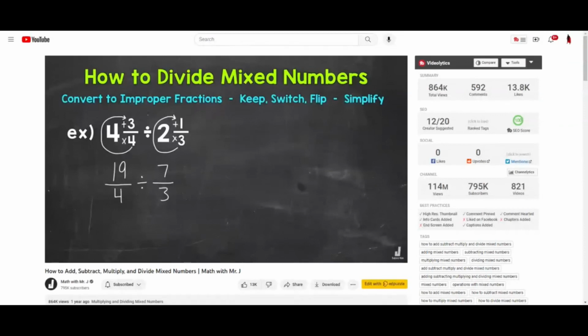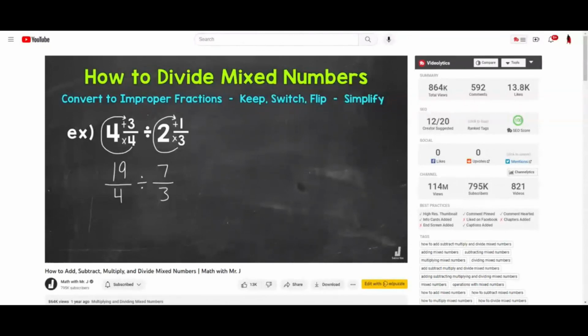Now again, we're converting to improper fractions, so we just have a numerator and a denominator, and then we can go through our steps for dividing these fractions, which we're going to use keep, switch, flip, also known as keep, change, flip. So no matter how you think of it, they mean the same thing. I know there's different words out there for these steps, but in the end, they all mean the same thing.